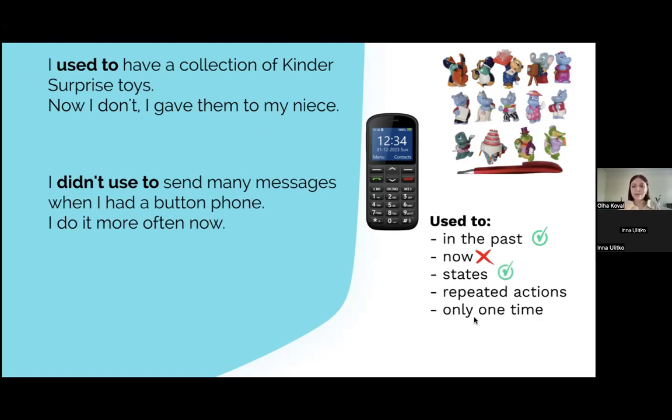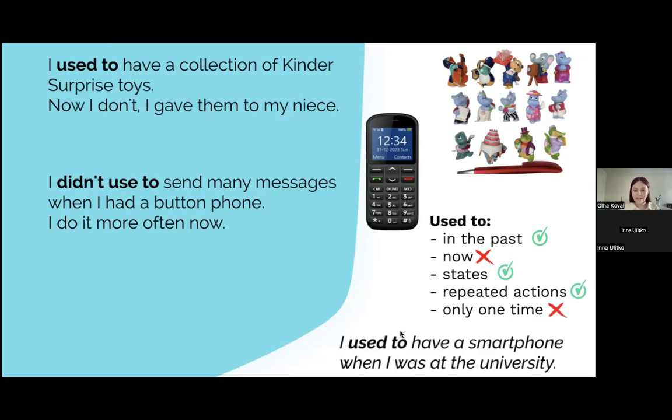Are we talking about repeated actions when we use used to, or about actions which happened only one time in the past? Like I didn't used to send many messages, or I used to go to school every day. So we are talking about repeated actions, and we are not using used to talk about something that has happened only once.